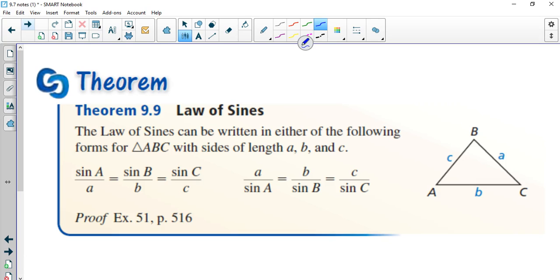It's that simple. Now, law of sines. A little bit more complicated. Law of sines can be written in either of the following forms for triangle ABC. Notice, we use little a opposite big A, little b opposite big B, and little c opposite big C. So the opposite side corresponds to the letter of that angle.